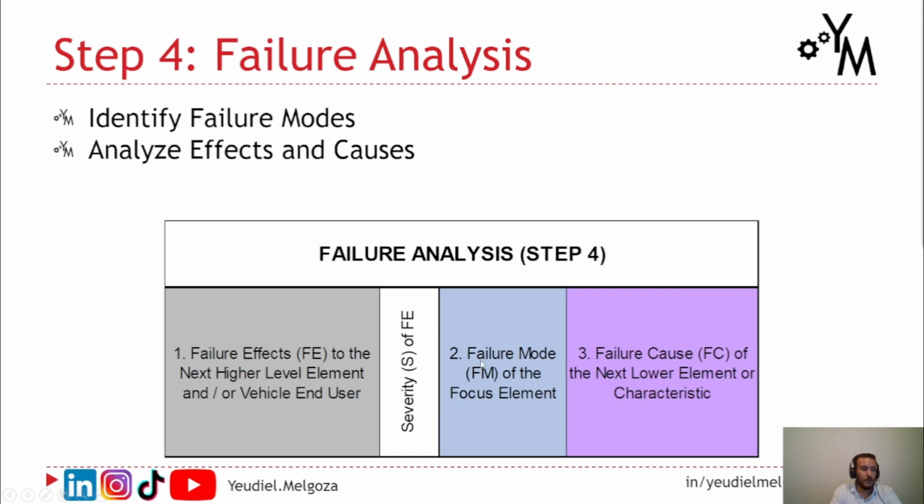This column of the failure mode, FM, is the way in which the focus element could potentially fail to meet its intended function. Finally, the failure cause of the next lower element or characteristic is the root cause or mechanism that could trigger the failure mode. So this is everything for the fourth step.